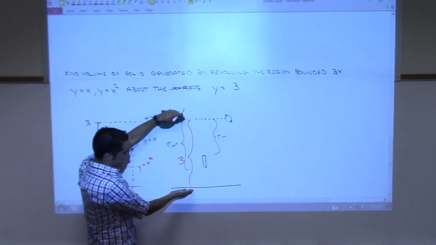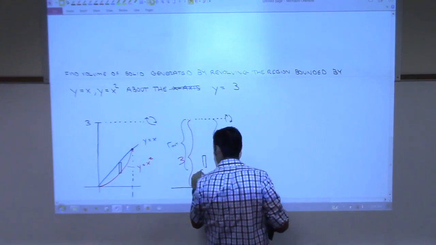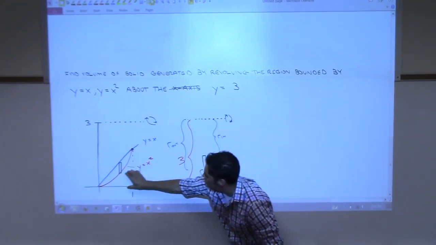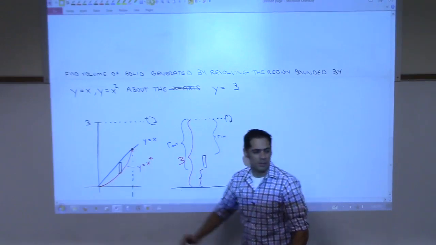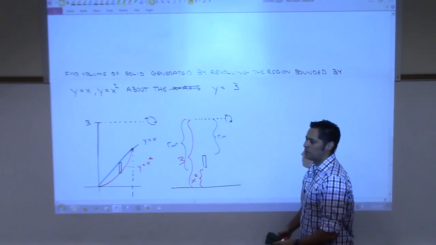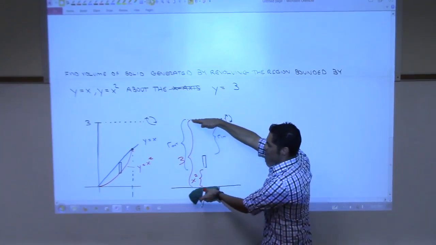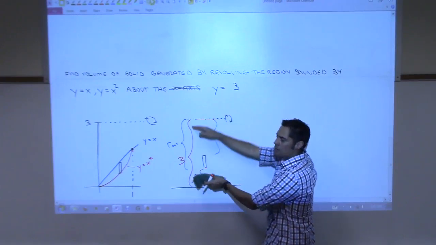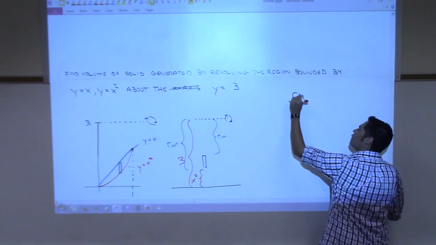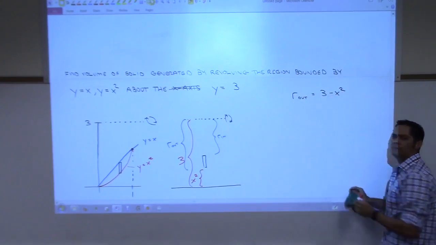You don't want that full distance. You want to take away this much, right? So what's that distance, from here to here? That's the bottom edge. That's x squared, isn't it? So the blue distance, which is your R out, is 3 take away x squared. You'll see that R out is 3 take away x squared.